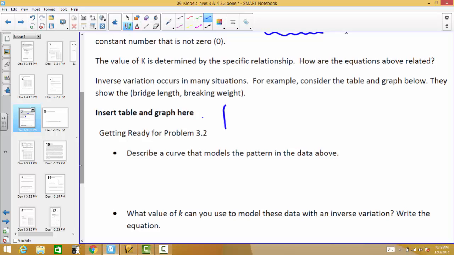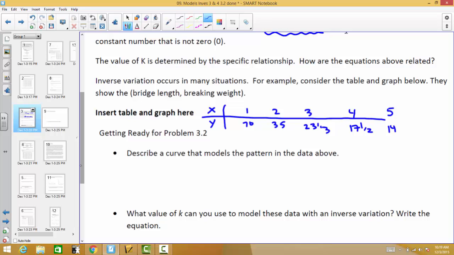Down here, there's not a table or a graph, but I'm going to give you a table, and this is kind of like what we did yesterday at the end of the video. If 1 gives you 70, and 2 gives you 35, and 3 gives you 23 and a third, and 4 gives you 17 and a half, and 5 gives you 14, and 6 gives you 11 and 2/3, how can we analyze that data?